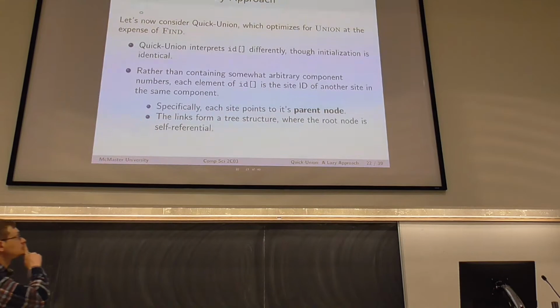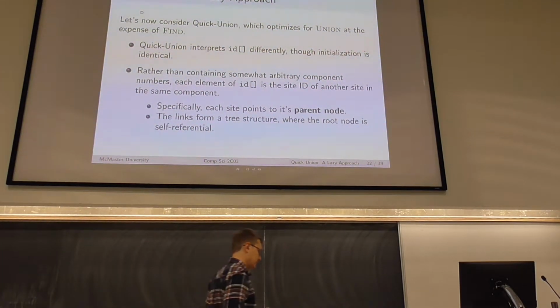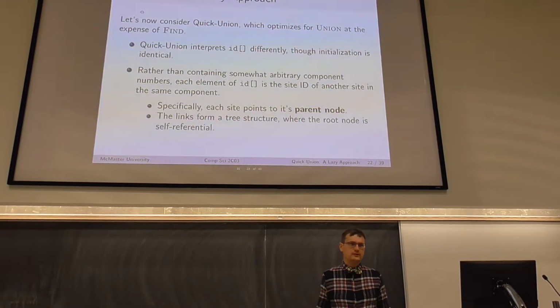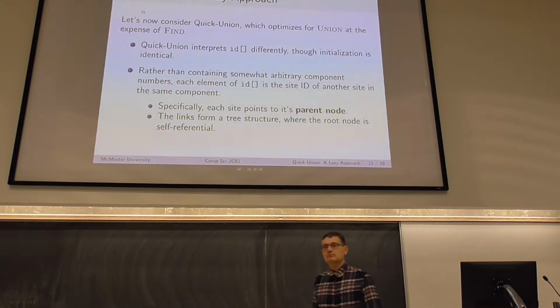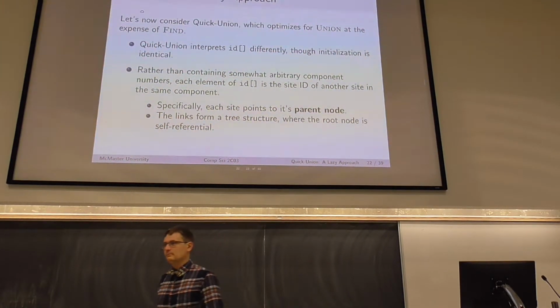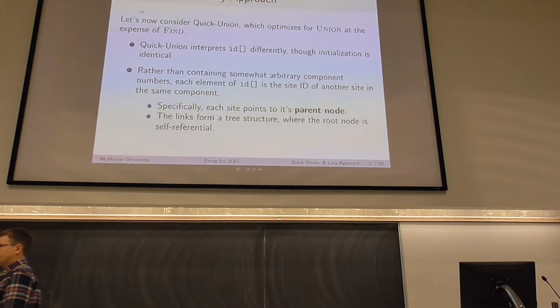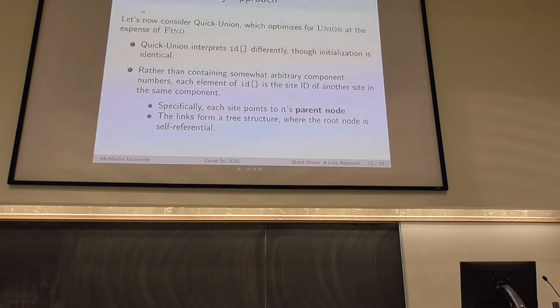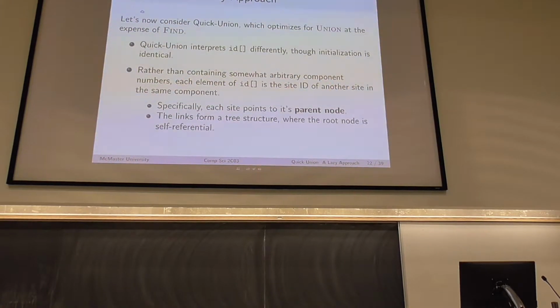So, the memory footprint, shall we say, between quick find and quick union is the same. They both require one array of integers or identification numbers. The question becomes, what are we identifying?